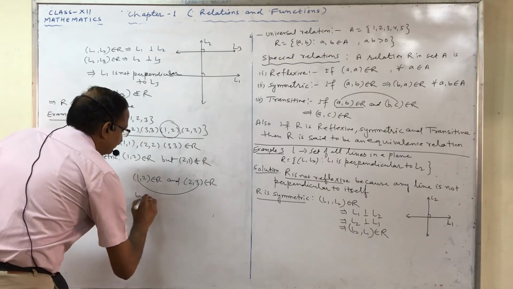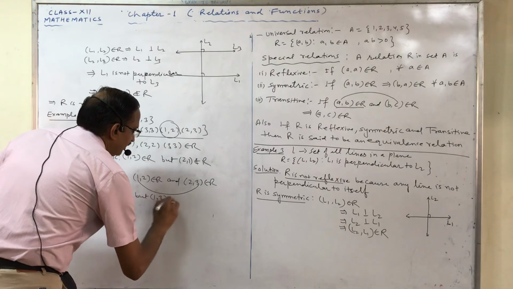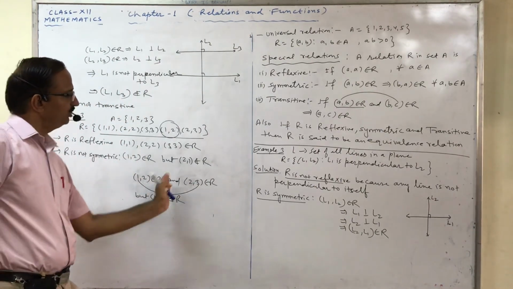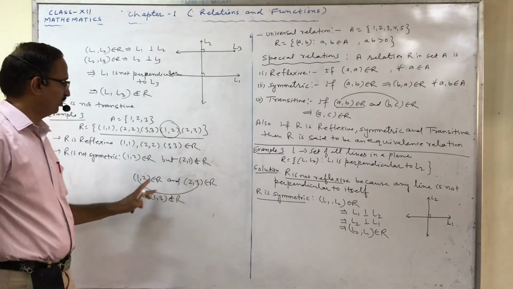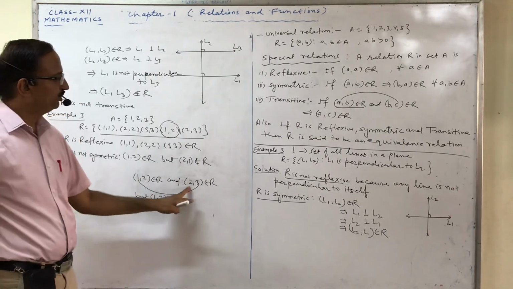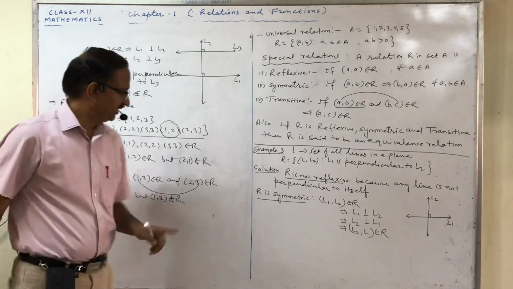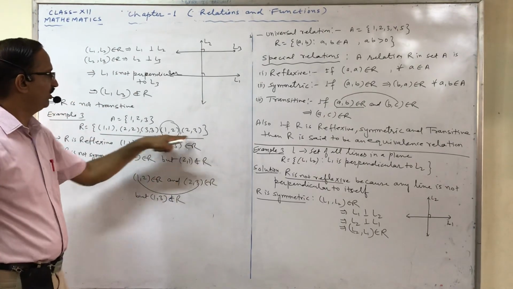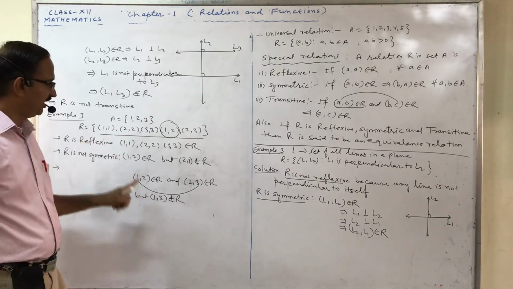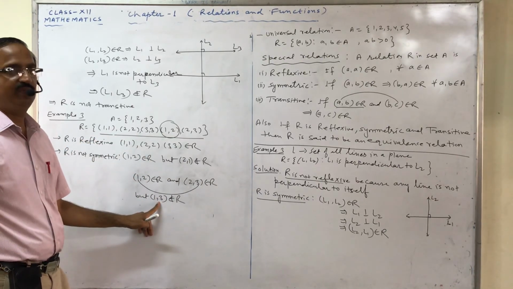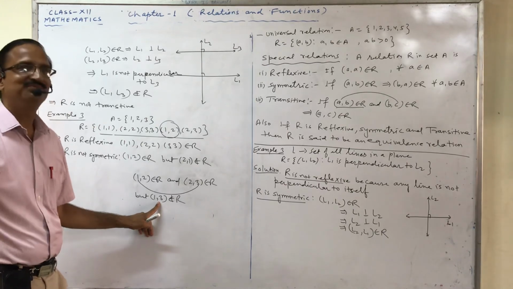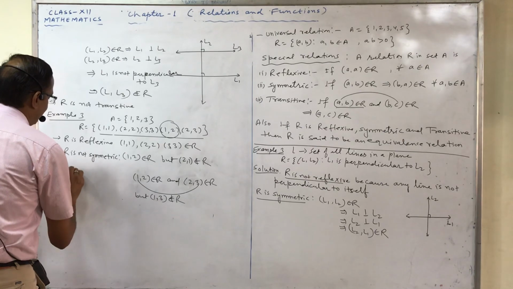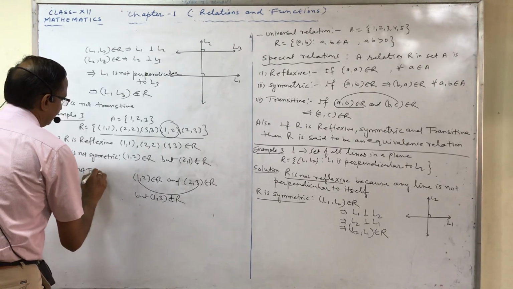But (1, 3) doesn't belong to R. (1, 2) belongs to R, and (2, 3) belongs to R. So 1 is related to 2, 2 is related to 3, but 1 is not related to 3, not given in the relation. No ordered pair is shown here like this. It means R is not transitive. So we can say R is not transitive.